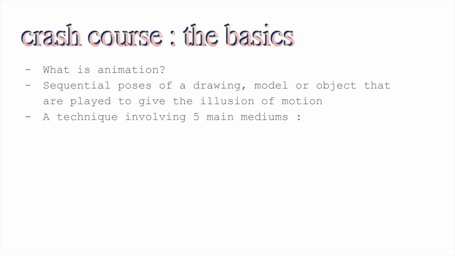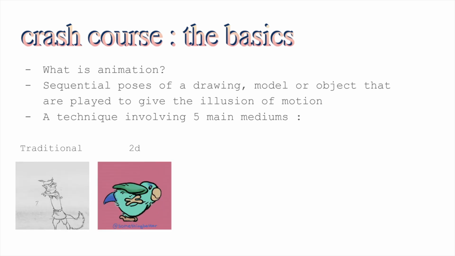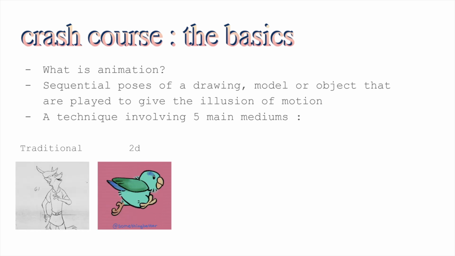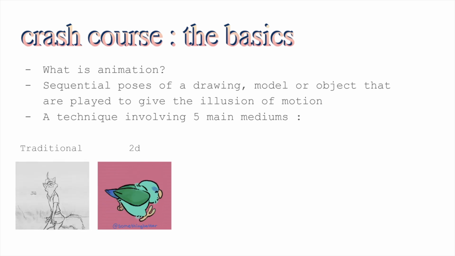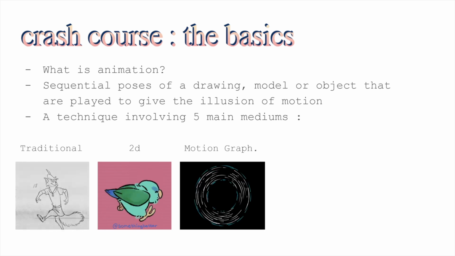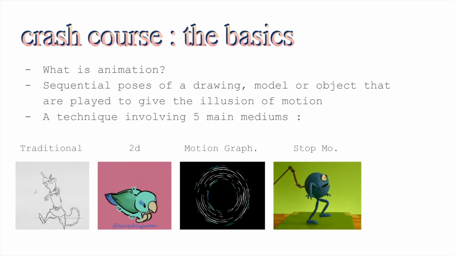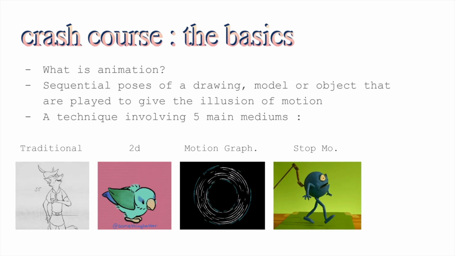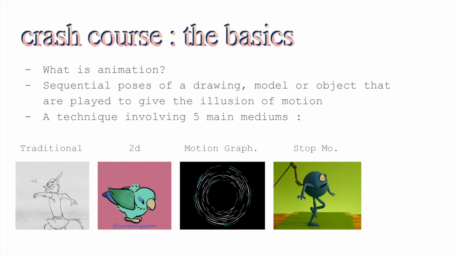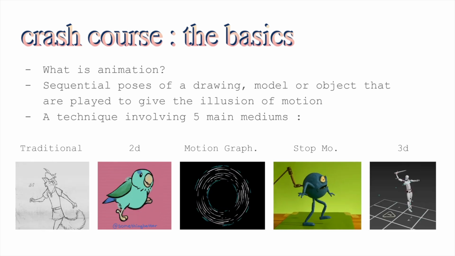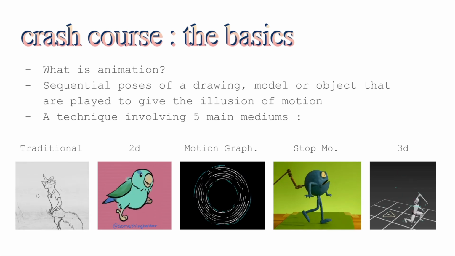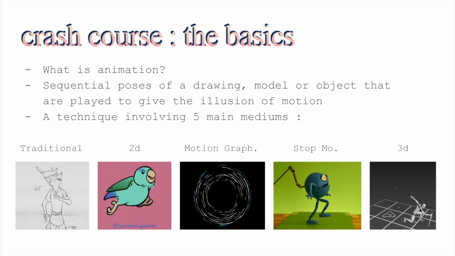But it involves 5 main mediums. So we have traditional animation. This can be hand-drawn animation on paper. It can be painted as well. We have 2D animation, which is often digitalized. It can be hand-drawn. It can be tweened, which is where you're having 2 different poses, or using a rig, and they are blending between themselves. Motion graphics, which is VFX essentially. Stop motion, using a 3D object in the real world and taking pictures every single frame.